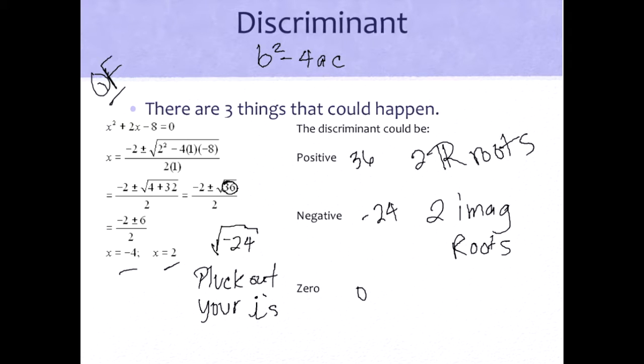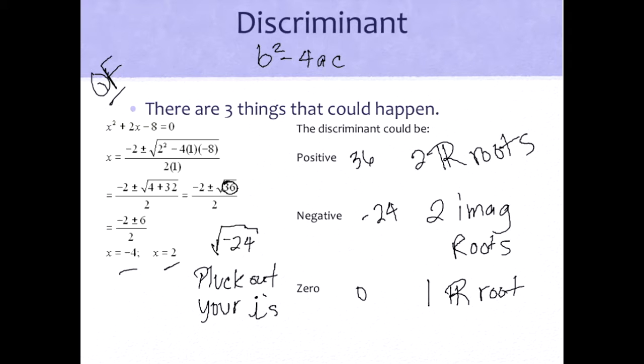And you are going to see this here in just a second because I'm going to graph each one of these 3 things and you're going to see them. If you have a discriminant that is 0, you have 1 real root. That's correct. Okay, so I want you to keep this in the back of your mind, all right?